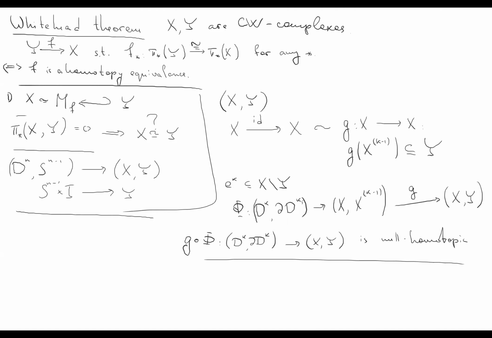Oh, it's homotopic to the base point of that mapping space, which is the map into Y. Yeah, it means that. So null homotopic means that it is homotopic to a map, well, to some map that maps D^k to Y. Okay, I think that makes sense.